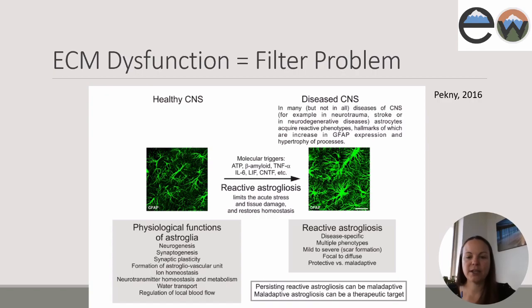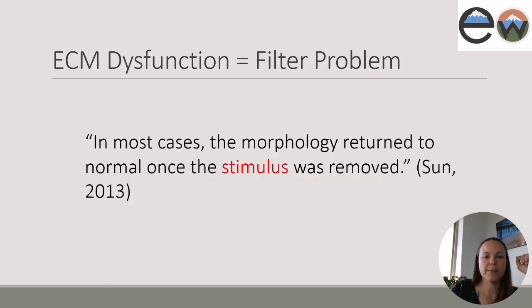So that is part of the reactive astrogliosis, the inflammatory changes and the changes in the neurovascular movement. This is talking about the astrocyte puffiness. The morphology of the astrocyte returned to normal once the stimulus was removed. And this is along the lines of glial scarring as well. Now, this is back in 2013, when I just started to realize that astrocytes were something. I hope there's going to be more research that comes out.